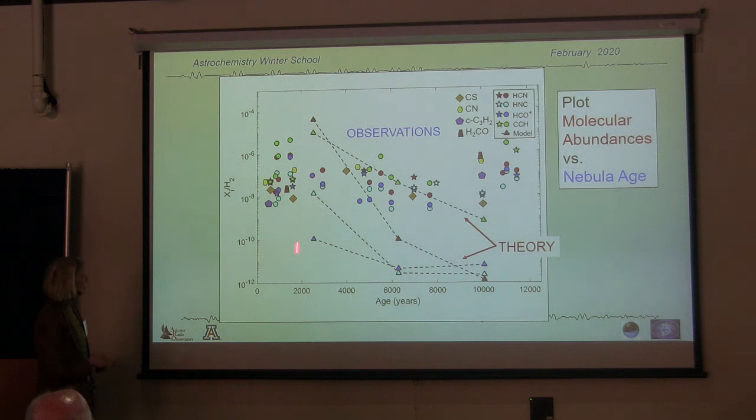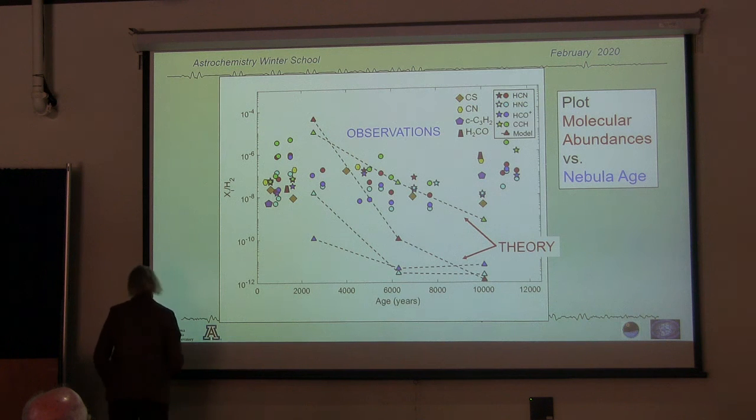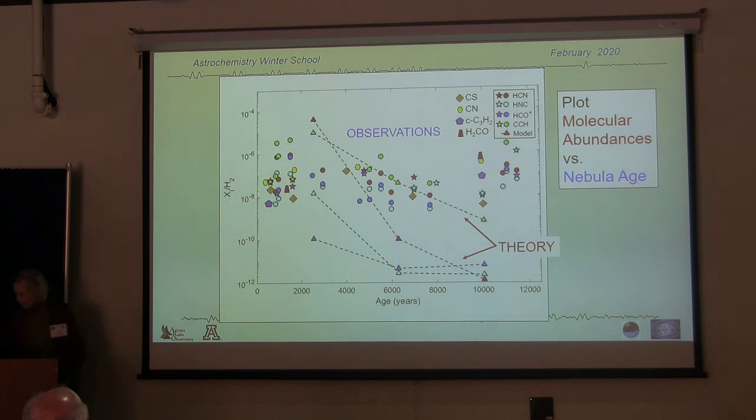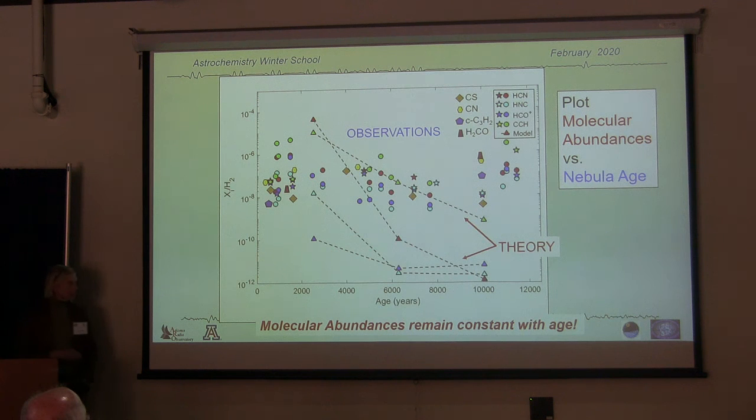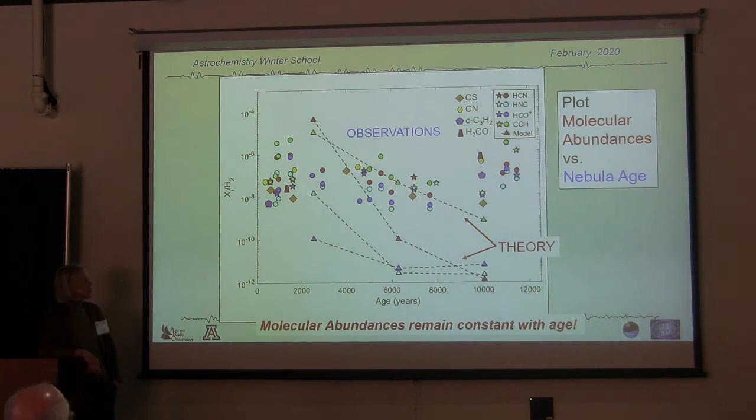You can see as a function of age, ranging from the beginning of the planetary nebula stage to the end, a span of about 12,000 years, models predict the abundances decrease, and here are all our measurements. We have CS in there too, CN, cyclic C3H2, formaldehyde. And for the most part, the abundances are fairly constant across age, within an order of magnitude. We haven't been able to explain this. So molecular abundances apparently remain fairly constant with age, in contrast to theoretical predictions.